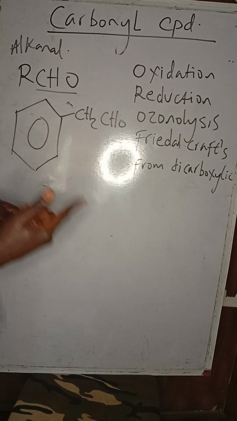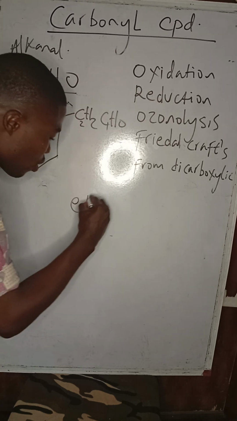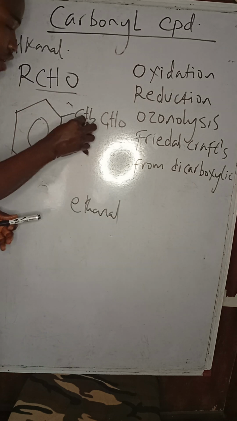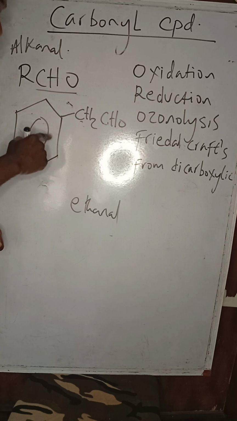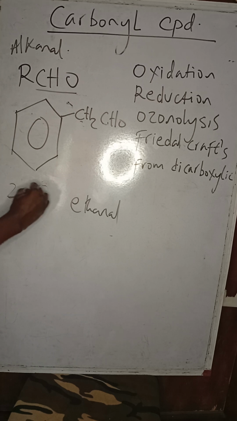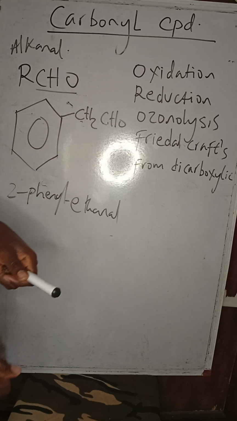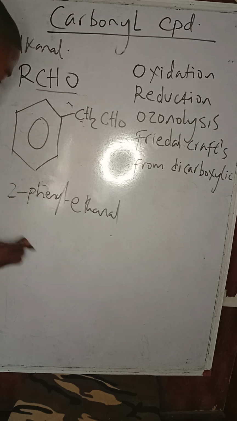So what will be the name? If we are naming it, we consider that also. This is carbon 1, this is carbon 2. So this compound is ethanal. This benzene ring becomes a substituent on it. It is attached to carbon 2, where carbon 1 is the functional group carbon. This benzene ring, when it loses a hydrogen, is called phenyl. So it is 2-phenylethanal. So this compound is aliphatic, not aromatic.